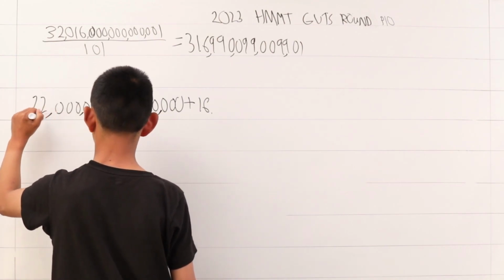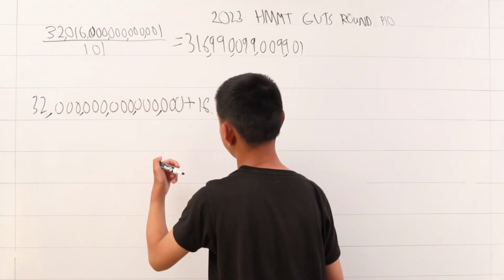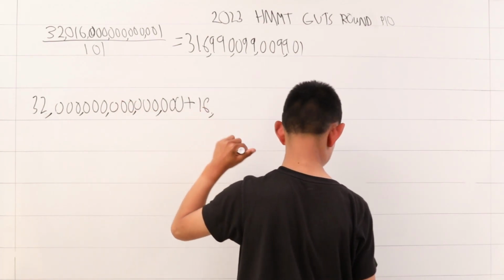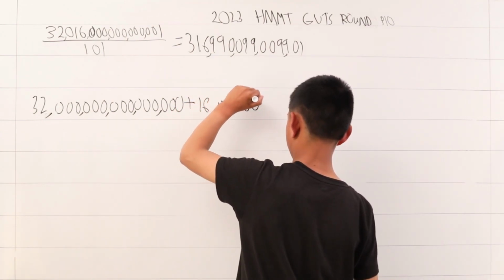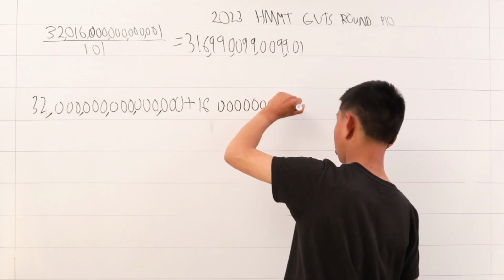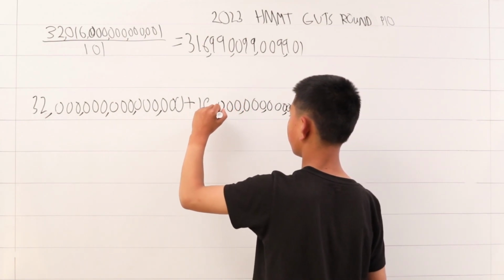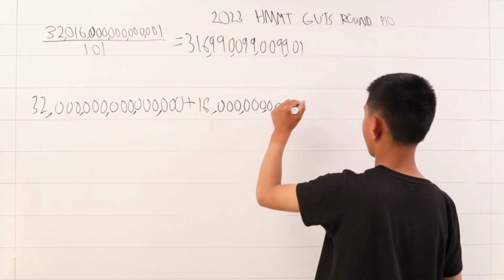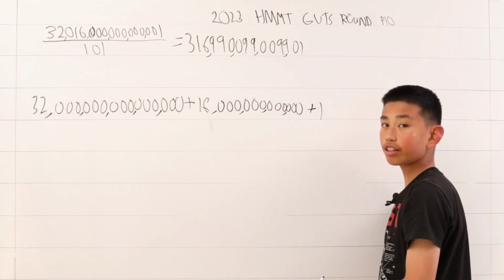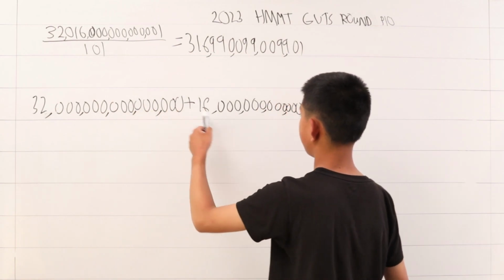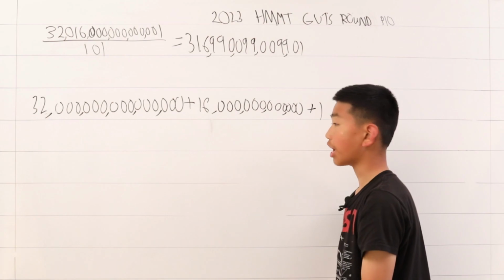So we can expand it out into three numbers being added together. There's 12 zeros in the 16, plus 1. Right here, we immediately notice something with these two big numbers. They can all be factored into a power of 2000.